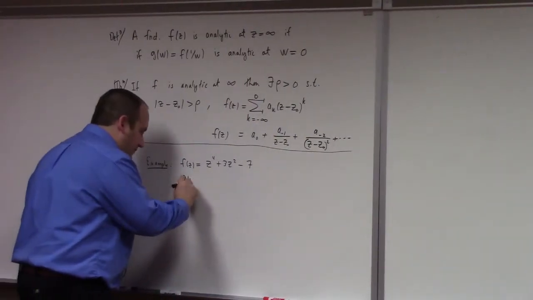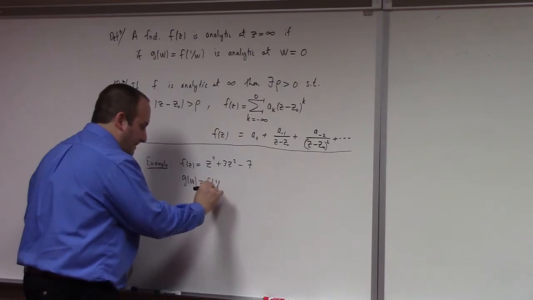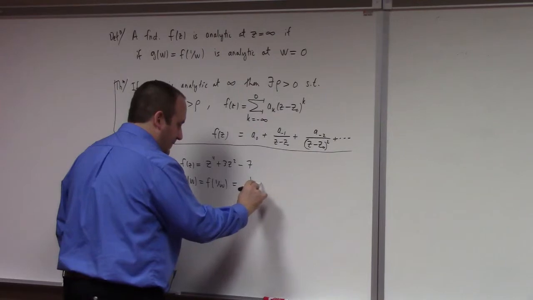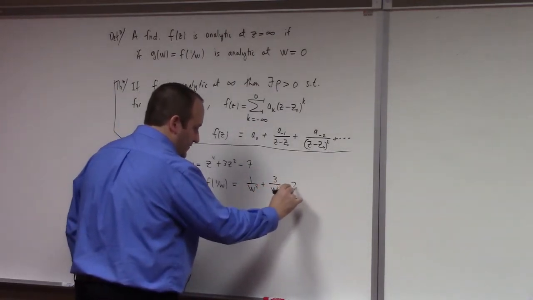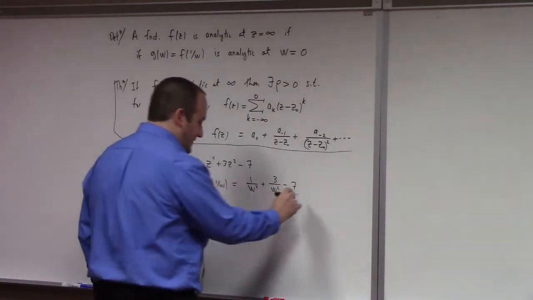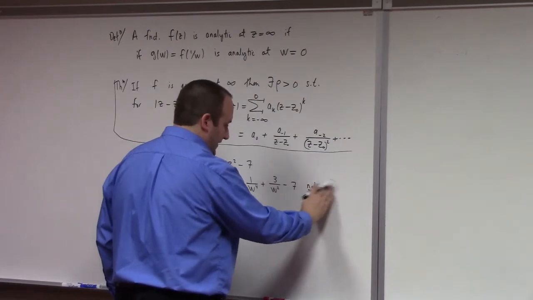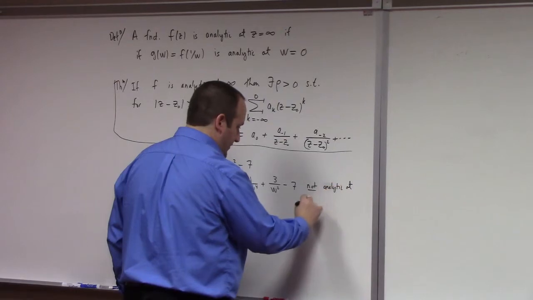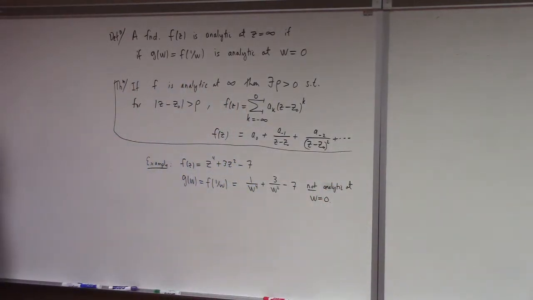So what we do is we look at the reciprocal function. g of w is f of 1 over w, which is 1 over w to the fourth plus 3 over w squared minus 7. And this is clearly not holomorphic, well, not analytic, I should say, not analytic at w equal to 0. So therefore, f is not analytic at infinity.